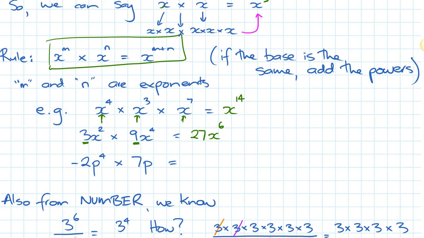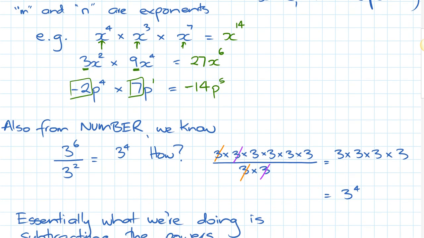This next example, again we want to multiply these numbers first. So negative 2 times 7 will give me negative 14. Then I've got p to the power of 4 times p. And that will give me p to the power of 5. So when you've just got a single p like that, there's actually a 1 there. We generally don't put in that 1.